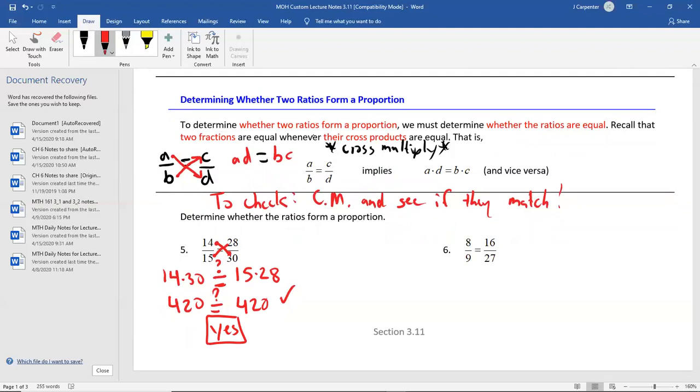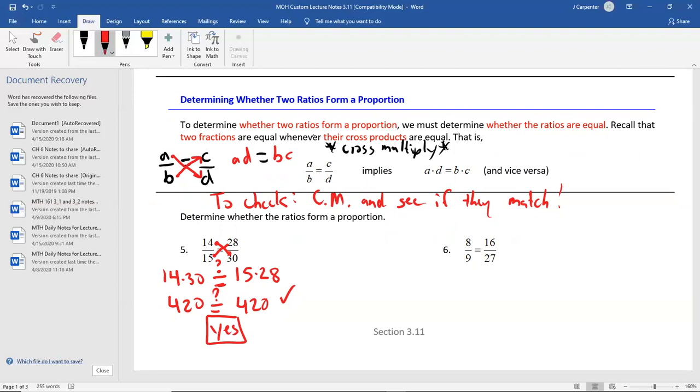All right, so let's try out 6. So what some people recognize as 5 is, hey, if I divide 28 and 30 by 2, I'll get 14/15. That's the same fraction. That is actually another way to check, and if that's how you do it, that's fine, as long as you get the answer right. And then what some people might say, oh, okay, well, 8 and 9, well, 16, 8 goes into that, 9 goes into 27, so this is definitely a proportion.